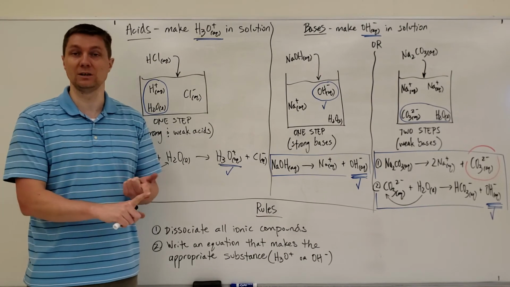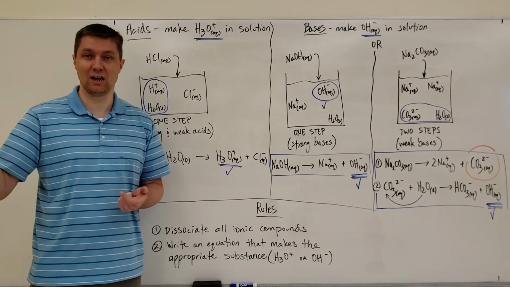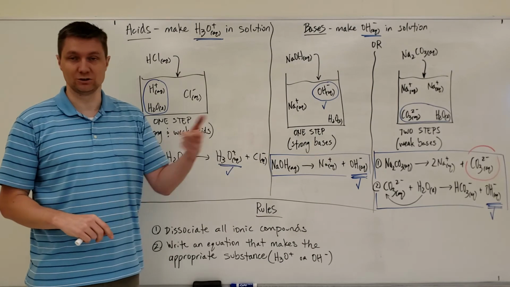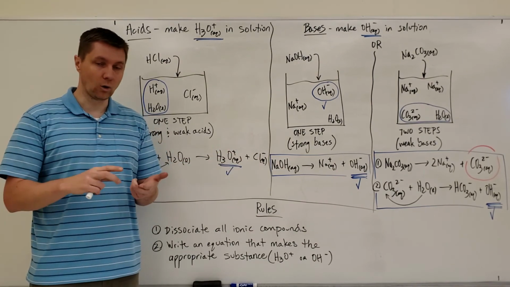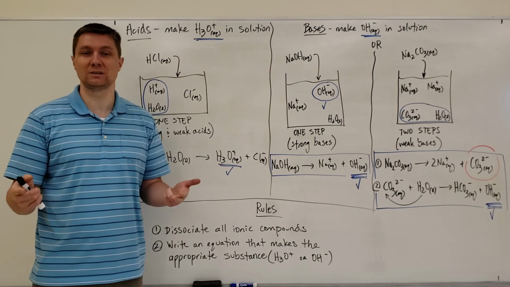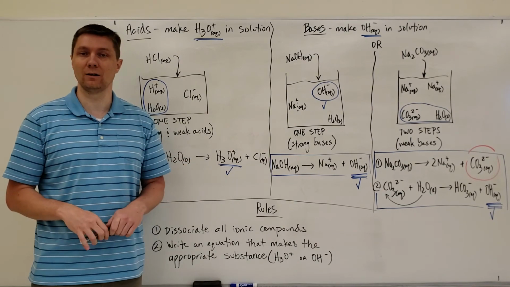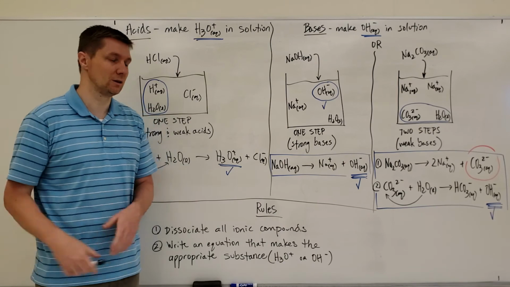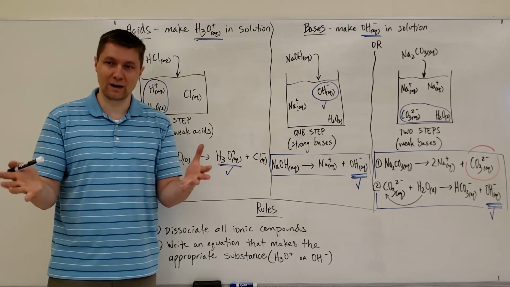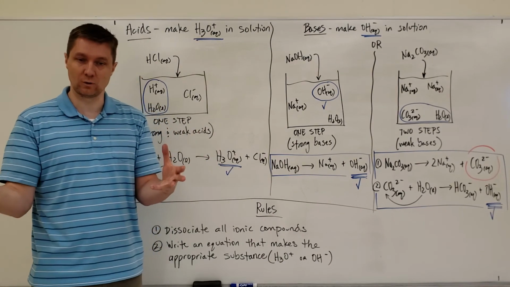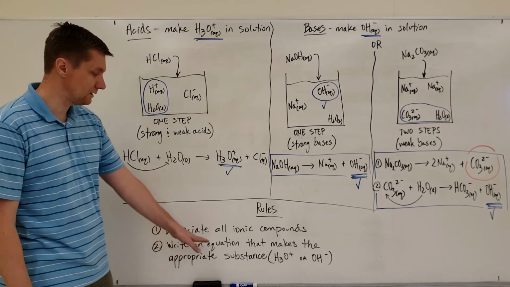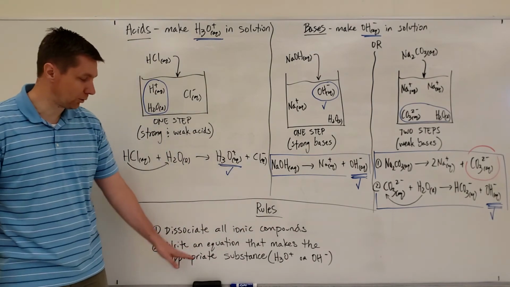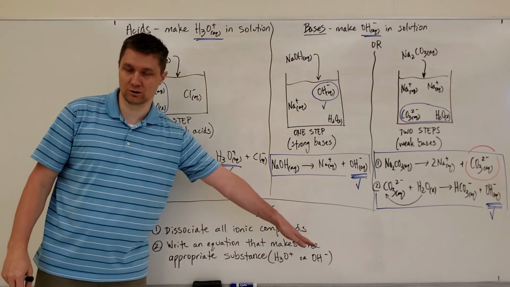So it might give you the pH. So if the pH is 10, you know it's a base. If the pH is 4, you know it's an acid. Or it might give you, for example, a litmus test. It might say litmus has turned red here, which means it's an acid, or litmus has turned blue here, which means it's a base. And so once you know that information, whether it's an acid or a base, then you can write an equation that makes the appropriate substance, either hydronium or hydroxide.